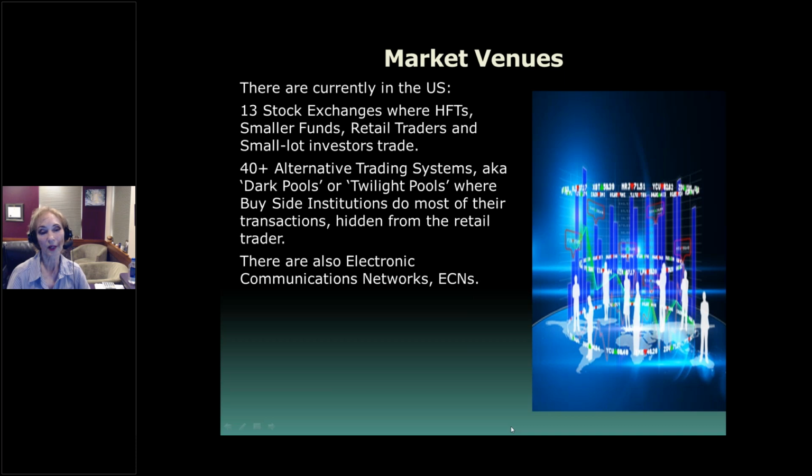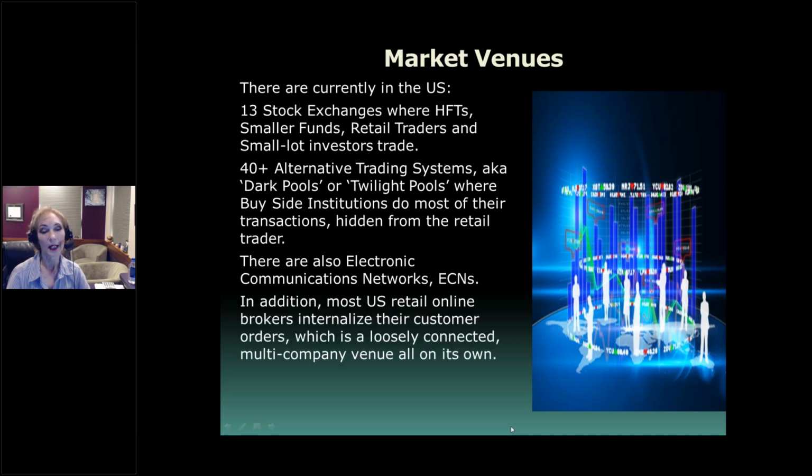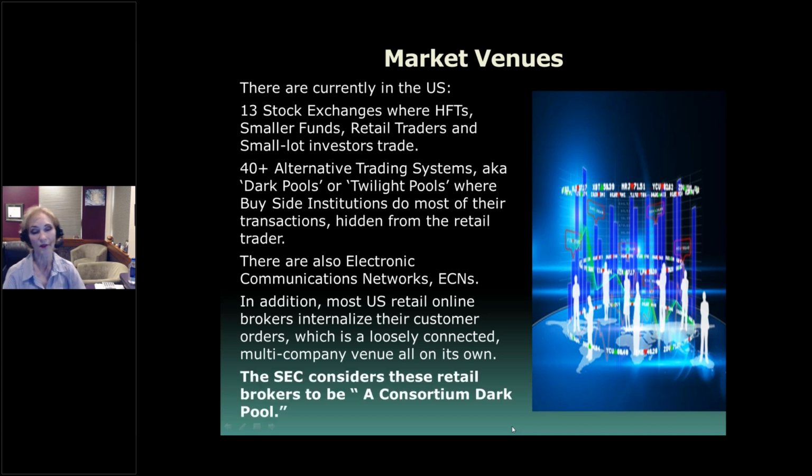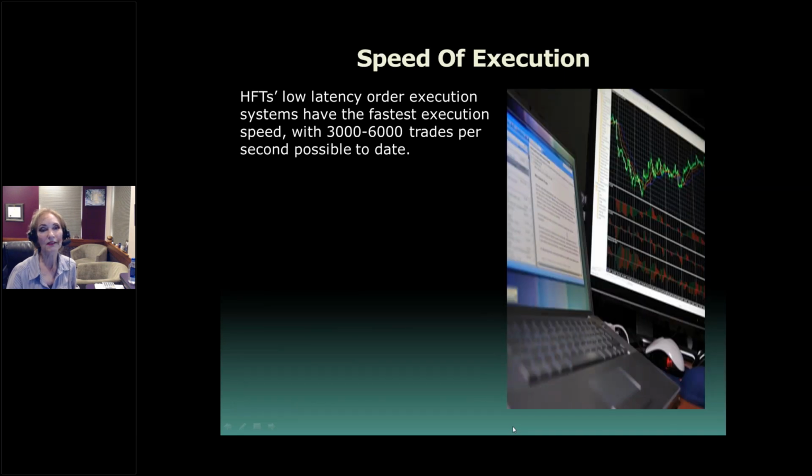There are also electronic communication networks, ECNs, which are level 2 and level 3. In addition, most U.S. retail online brokers internalize their customer orders, which is a loosely connected multi-company venue all on its own. The SEC considers the top 6 retail brokers to be a consortium dark pool that trades amongst themselves. HFTs' low latency order execution systems have the fastest execution, 3,000 to 6,000 trades per second. That's about all they're going to get.